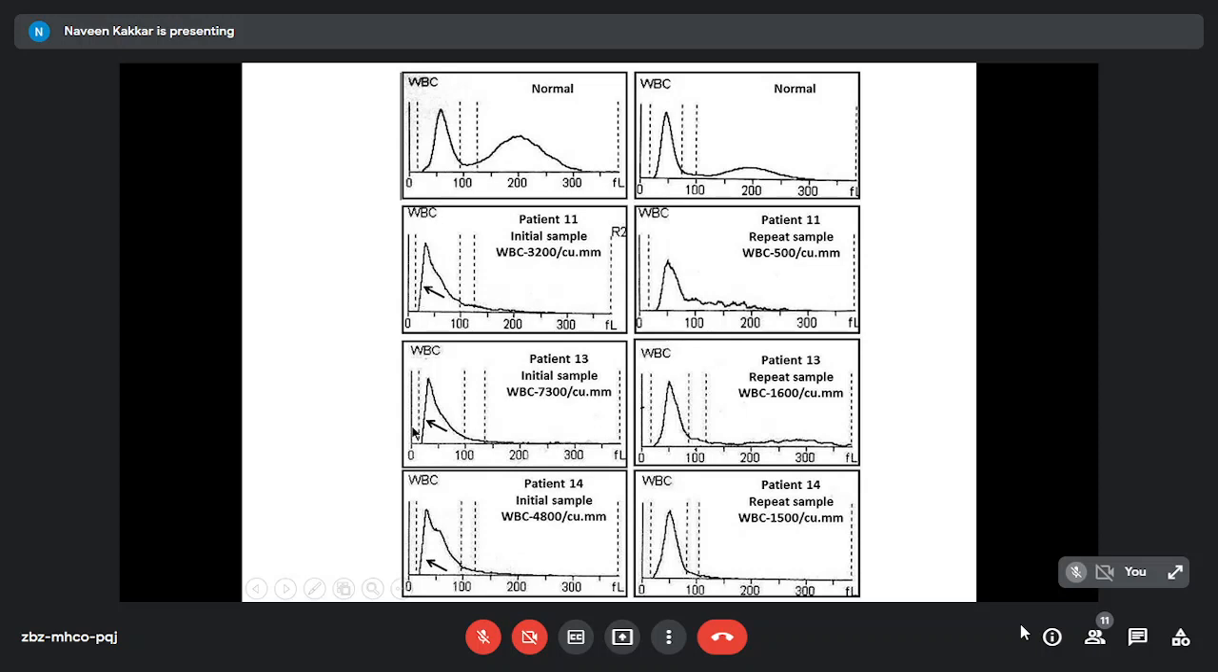So this pattern we didn't pick up till the fifth or sixth case. Then we started noticing this pattern and put this collection together for a publication also. On repeat samples, if you see, your ascending and descending limb are now matching with the normal ones. So these are clues in the histogram that tell you that this patient needs a smear or a careful screen of the smear.